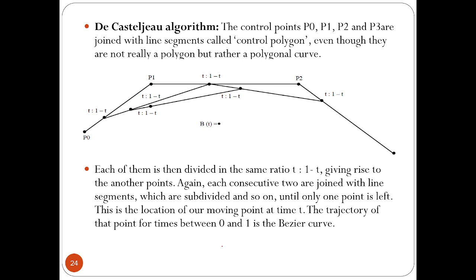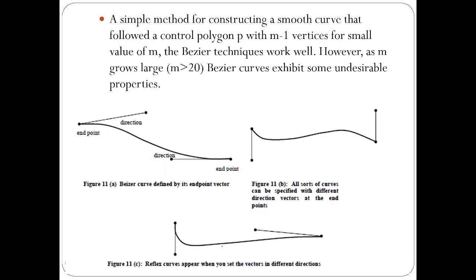Likewise, each segment between P0, P1, P2 is divided in the same ratio, t to 1 minus t, giving rise to other points. Again, each consecutive two are joined with line segments which are subdivided, and so on until only one point is left. This is the location of the moving point at time t. The trajectory of the point for times between 0 and 1 is the Bezier curve.